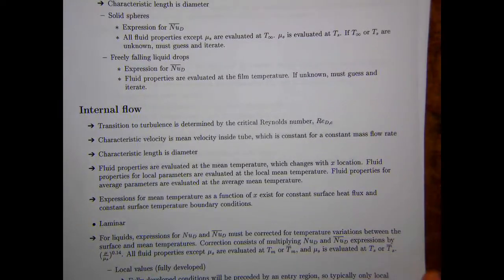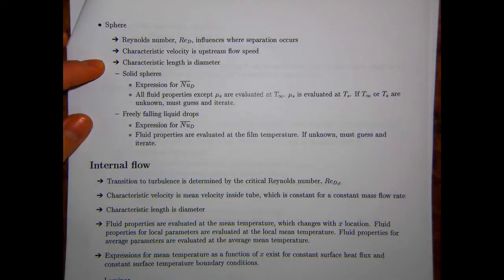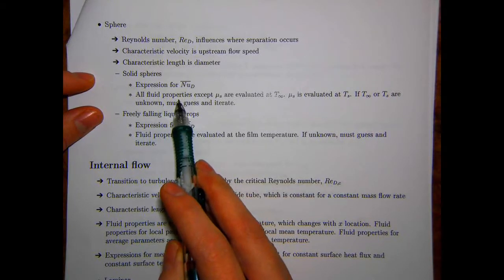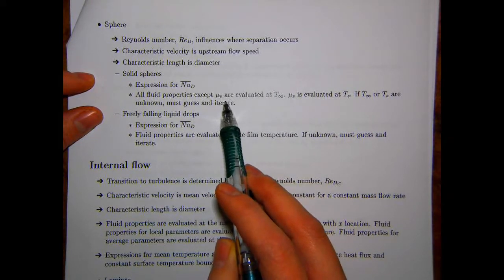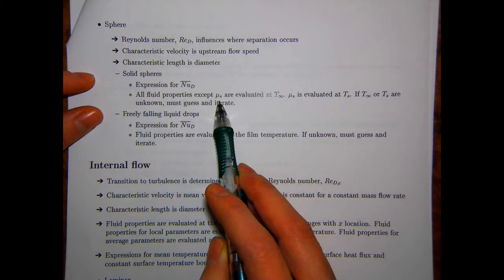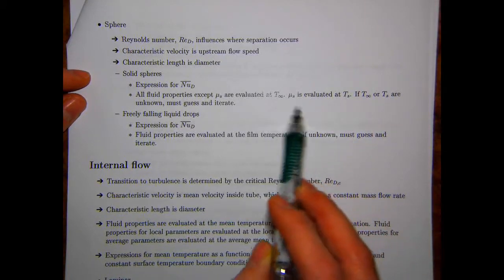Okay, for the sphere, again, same thing. The Reynolds number influences where separation occurs. The characteristic velocity is the upstream flow speed, the characteristic length is the diameter, and we talked about two different conditions, solid spheres and freely falling liquid drops. For solid spheres, we had an expression for the average Nusselt number, and this is the first case where we had an empirical correlation in which, instead of evaluating properties at the film temperature, they're evaluated at the free stream temperature, except for mu sub s, which is evaluated at the surface temperature. And same as before, if they're unknown, you have to guess and then iterate.